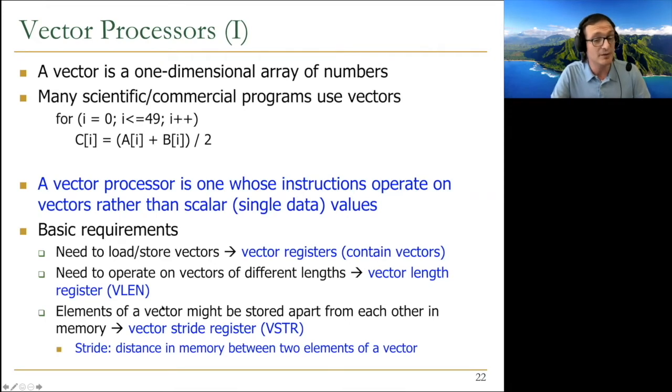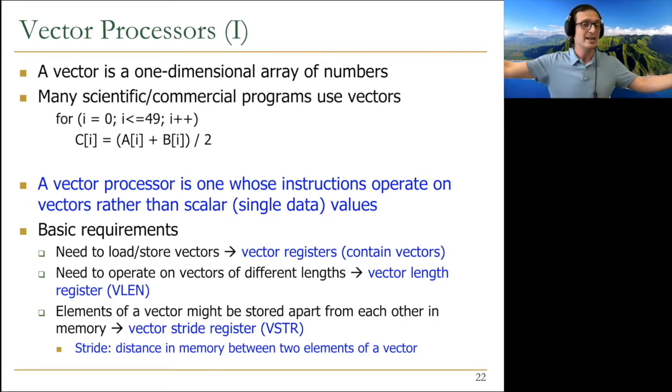And then the elements of a vector might be stored apart from each other in memory. And this is going to be important. I'm going to illustrate it in the next slide. This is called a vector stride register. Basically, the vector stride register specifies what is the distance in terms of memory words between the different elements of a vector in memory. So stride is formally defined as the distance in memory between two elements of a vector. And this is going to be important because whenever you want to load a vector from memory, the elements may not be consecutive words, right?